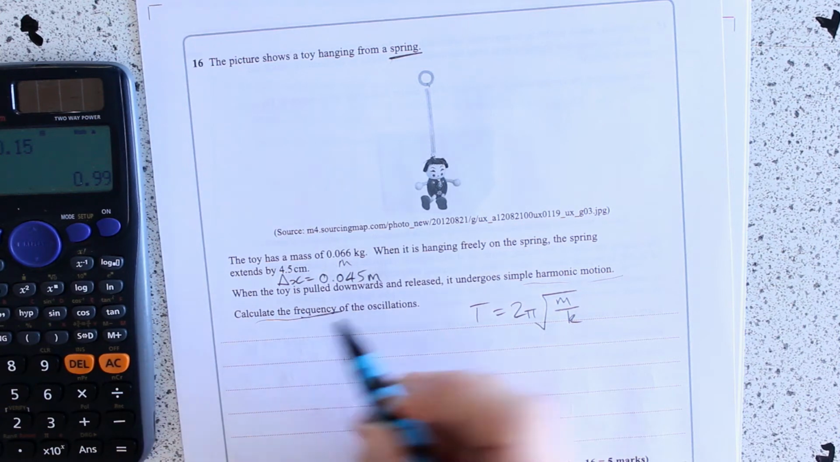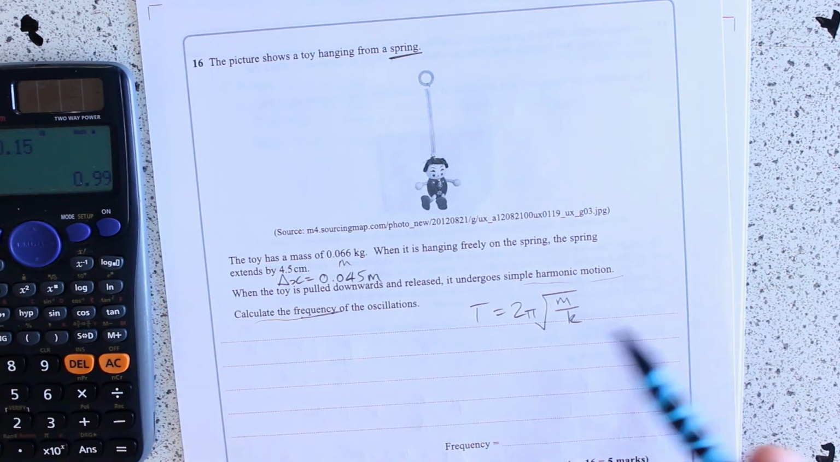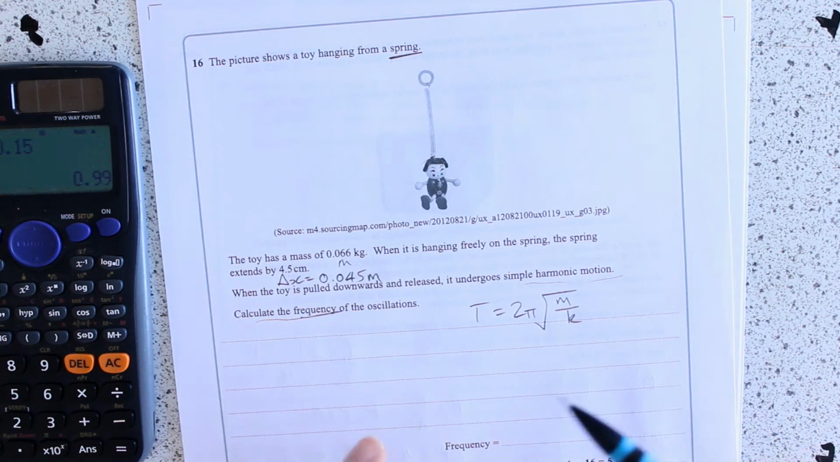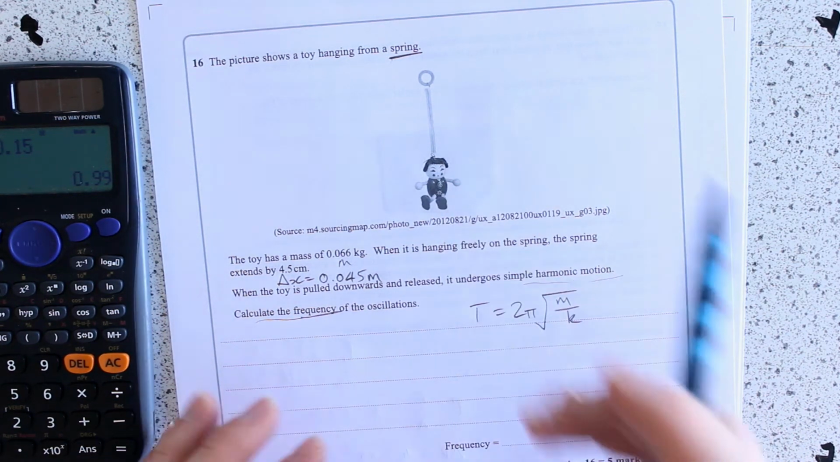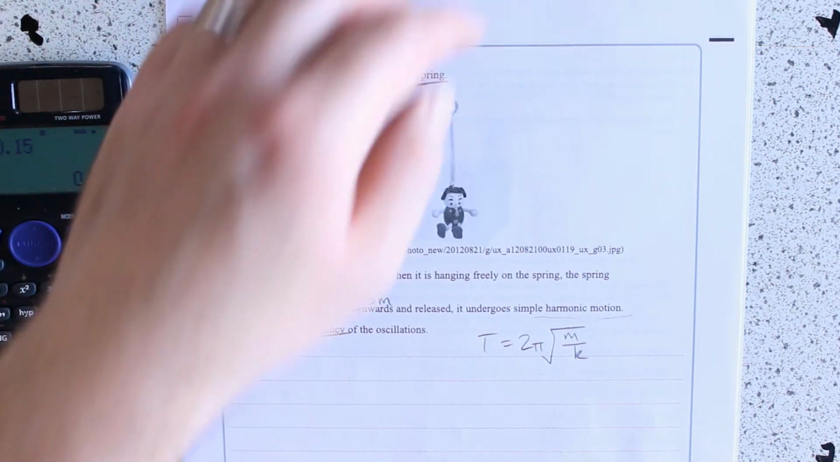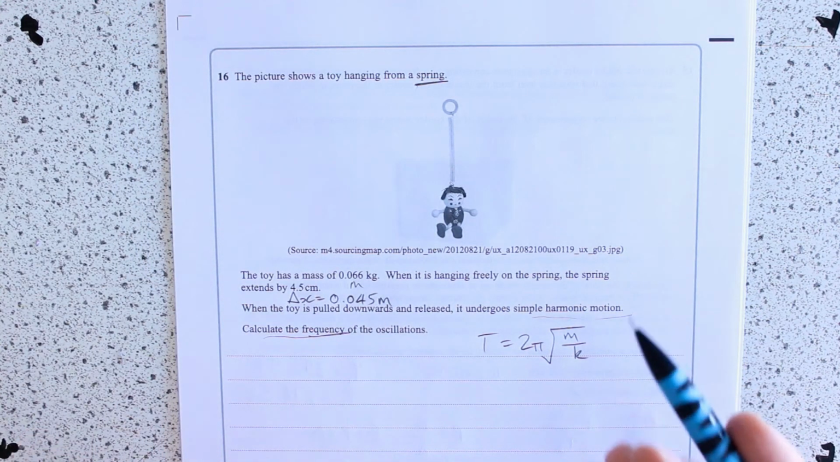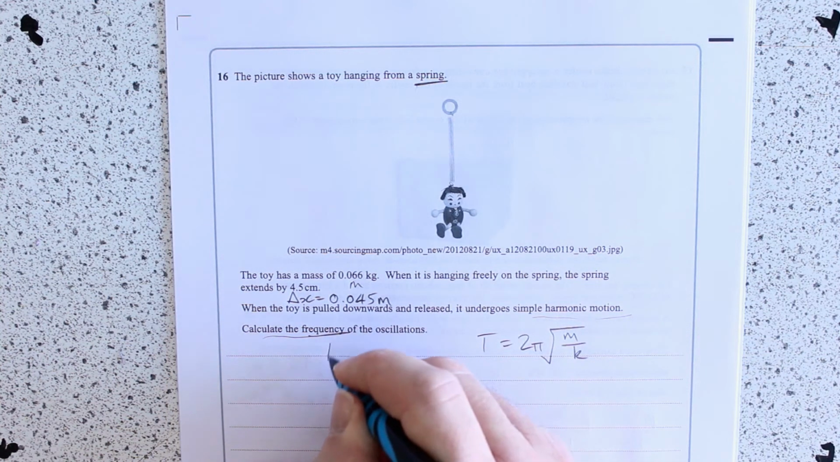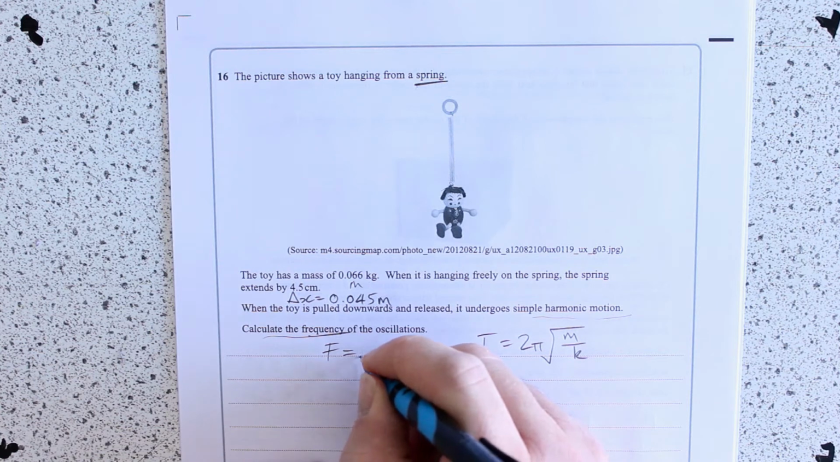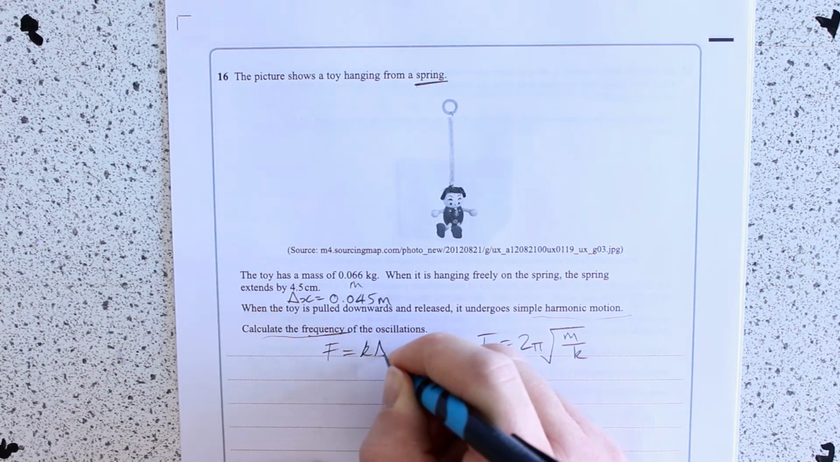And they want me to calculate the frequency, so if I've got a time period, then the frequency is just inverse that. So, well, I don't have k, do I? But it is a spring. I'm going to presume it's going to work by Hooke's law. So my next equation is going to be writing down my Hooke's law. Force is k delta x.